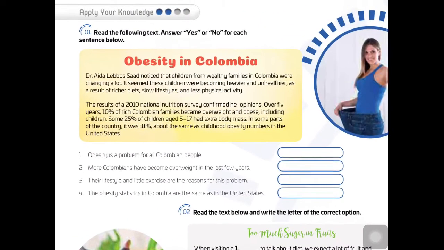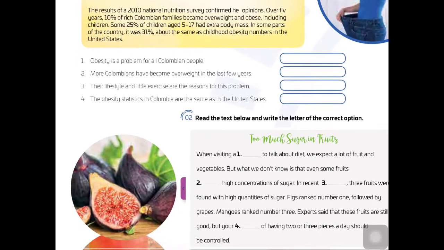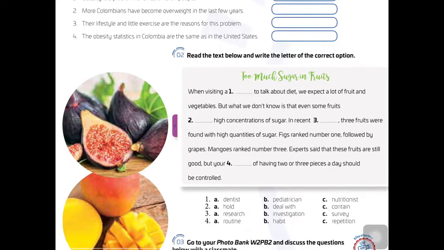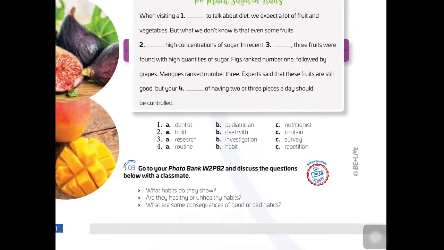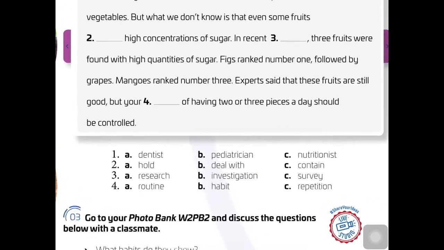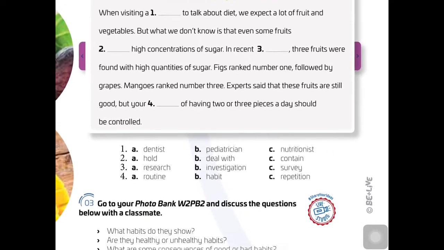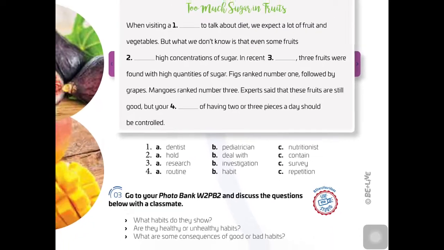obesity in Colombia. You just have to answer yes or no for each sentence below. Obesity is a problem for Colombian people. You answer yes or no. You have 4 questions there. Now, read the text below and write the letters of the corresponding option. We have 4 different numbers and 3 different options, 3 letters. In the first one, for example, is dentist, pediatrician, and nutritionist. When visiting a dentist, pediatrician, or nutritionist to talk about diet, okay?